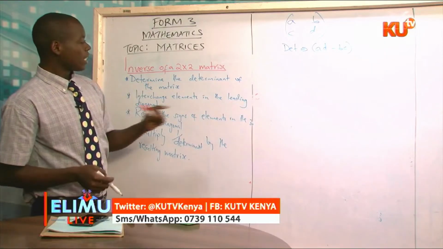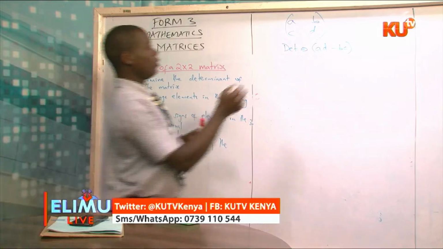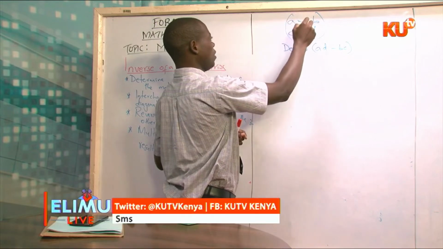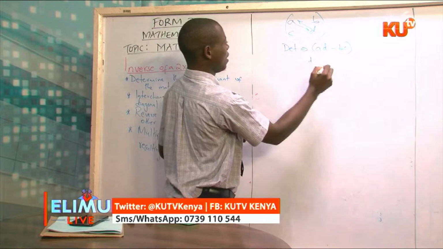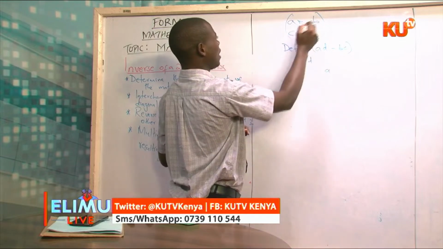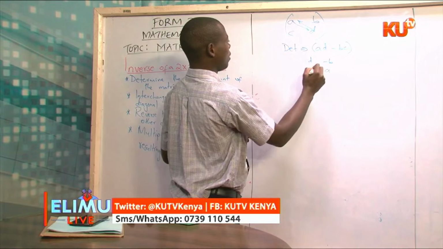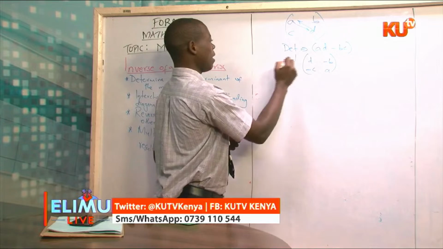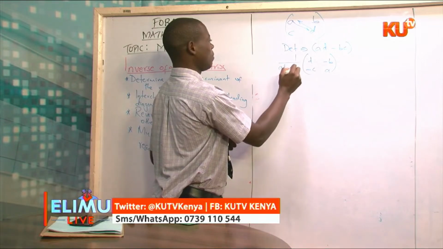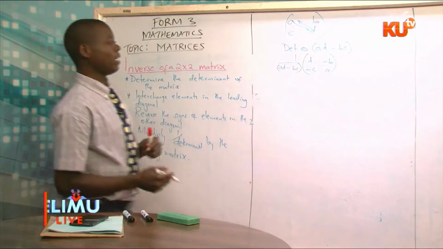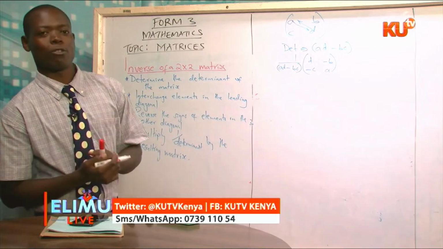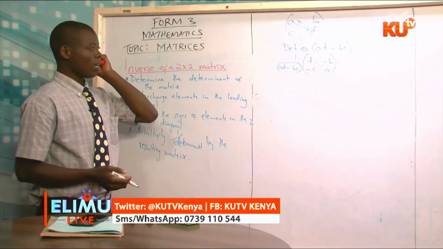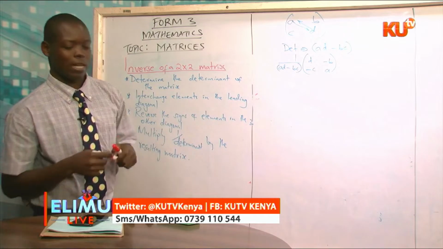Number 2, you interchange the elements in the leading diagonal. So you shift. Where there is D, you shift to this position. A, shift to this position. So you'll have D, A. And then change the signs. Negative B, negative C. So this is what you are calling the resulting matrix, of which you now multiply by 1 over AD less BC. You will now be able to obtain the inverse of a 2 by 2 matrix. It's a very simple step that you need to follow to get to the inverse.